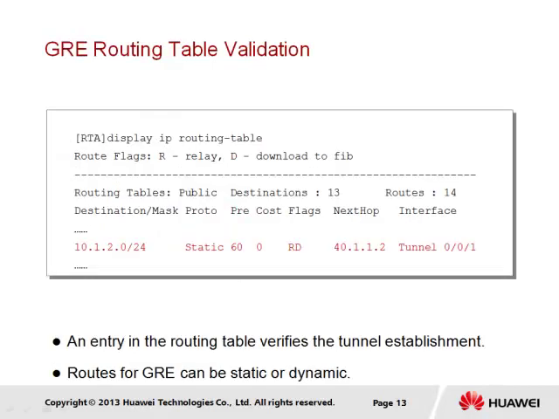We can use the display ip routing-table command to determine the forwarding of traffic over the tunnel interface. We can see here that traffic destined for the 10.1.2.0/24 network will be forwarded over the tunnel interface with a next hop of 40.1.1.2, which is the tunnel address configured on RTB. If dynamic routing is configured, we will observe specific routes for remote destinations in the routing table as they are advertised over the tunnel interface.